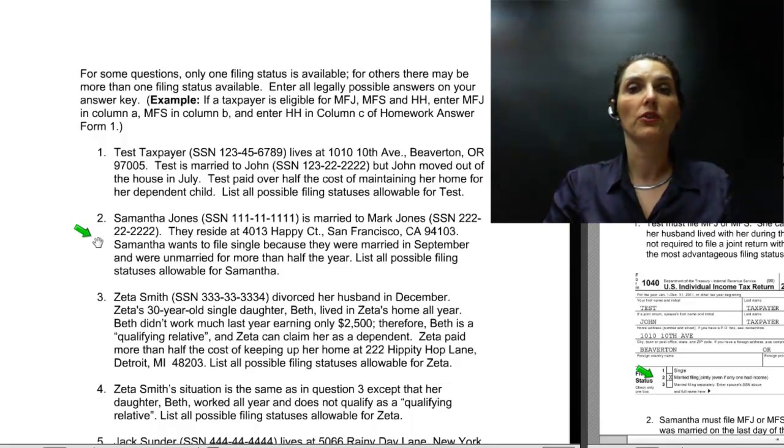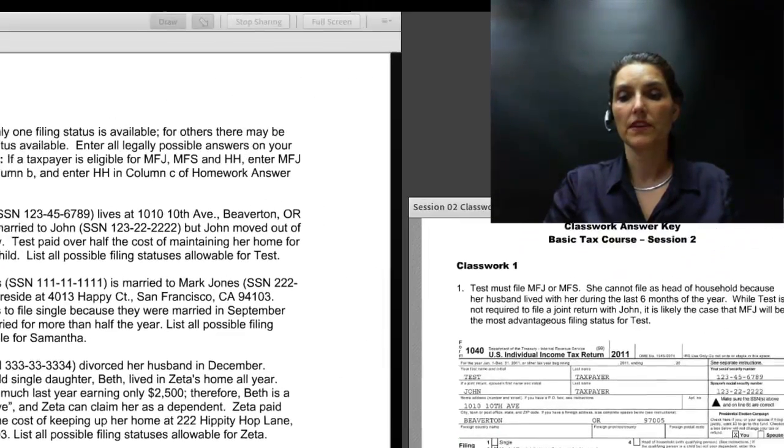Well, the fact that Samantha was single for most of the year is not relevant. IRS says that your marital status on the last day of the year determines your filing status for the entire year. If Samantha was married on the last day of the year, that means her two choices are married filing joint and married filing separate, and she would not file as single. Now, it is likely the case that joint will be the best choice, so let's prepare her that way.